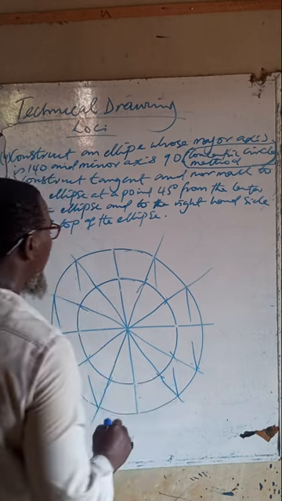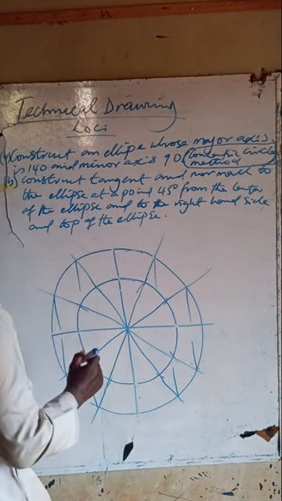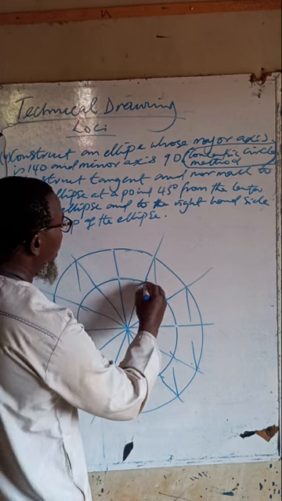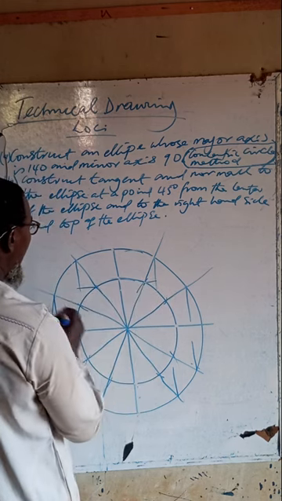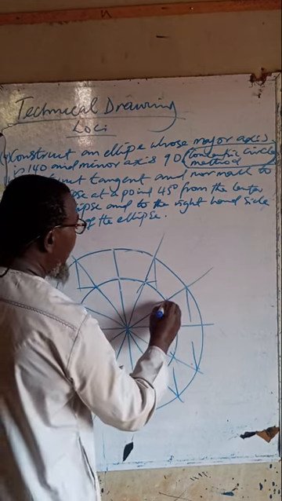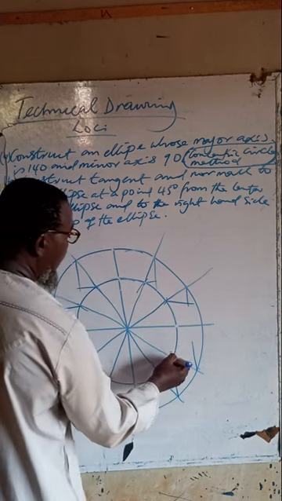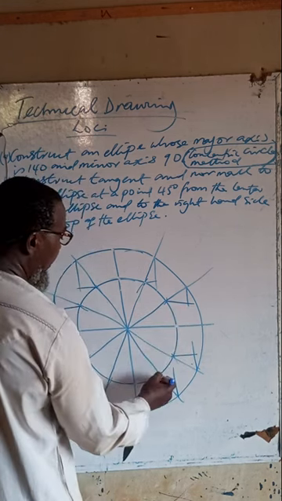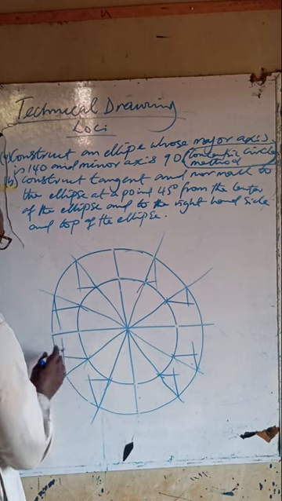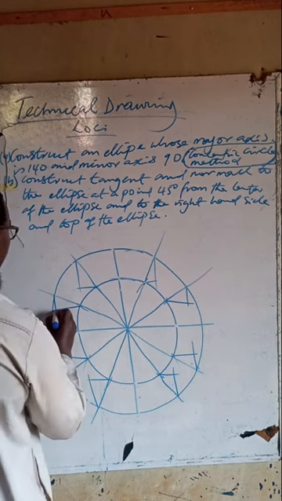Then for the smaller circle, where the radial line is intersecting the smaller circle, I'll draw a horizontal line. I'll put my T square like this and I'll draw a horizontal line here, the same thing here. I'm extending it to meet the vertical line that I earlier drew. I extend this one here, I extend this one like this. This one will come this way and that way. So I have all my points for my ellipse.